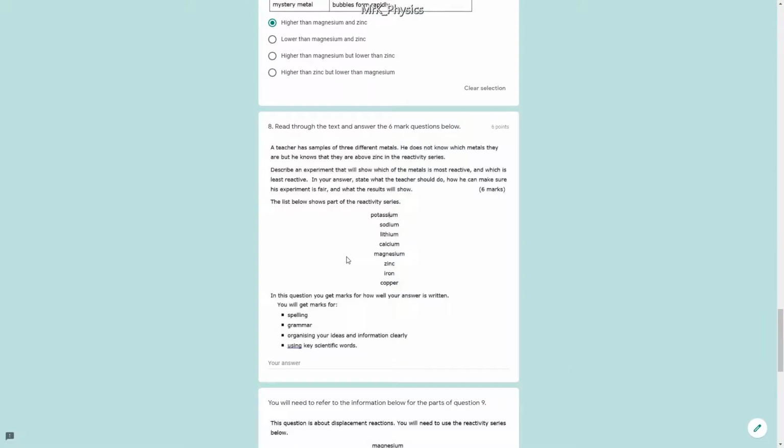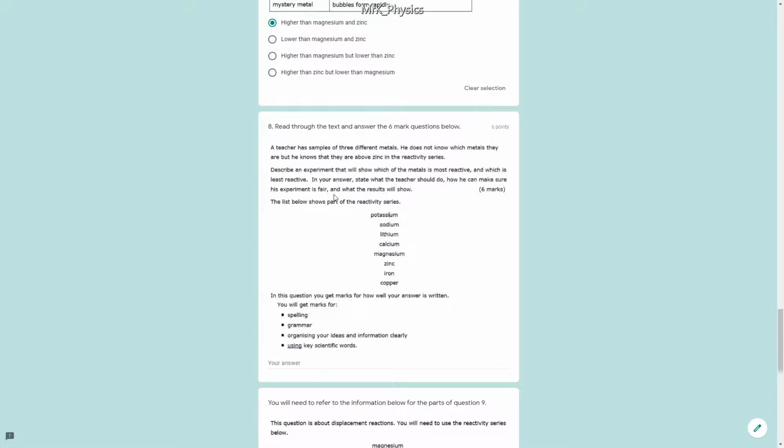Number 8. This is your first 6-mark question. Quite a lot of text to go through, so just read through it. A teacher has samples of 3 different metals. He does not know which metals they are, but he knows that they are above zinc in the reactivity series. Describe an experiment that will show which of the metals is most reactive and which is least reactive. In your answer, state what the teacher should do, how he can make sure his experiment is fair, and what the results will show. You can imagine this as me in the lab if you want to.